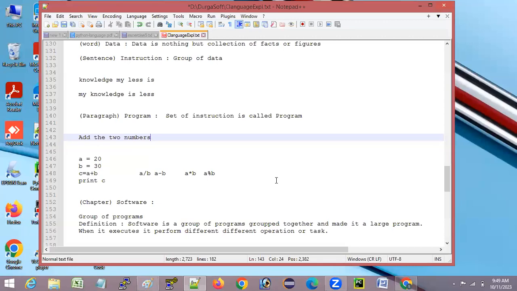As I said in yesterday's class, the computer will not do anything automatically. You have to write the instructions. You have to go through the number of lines. Then only you are going to get the result. So this part you have to remember.